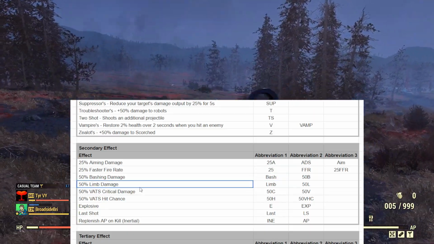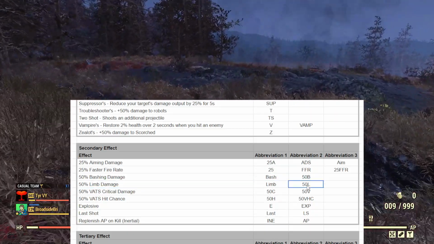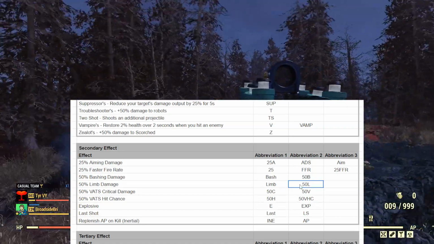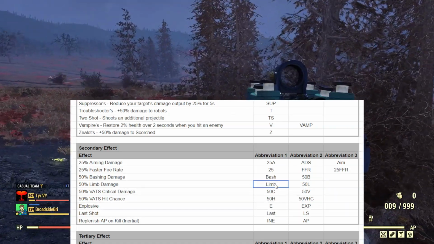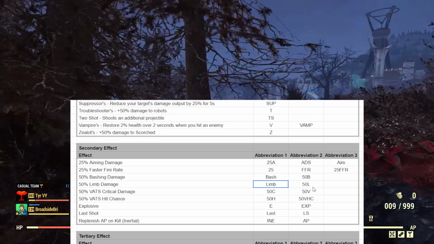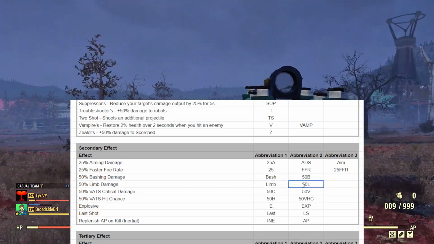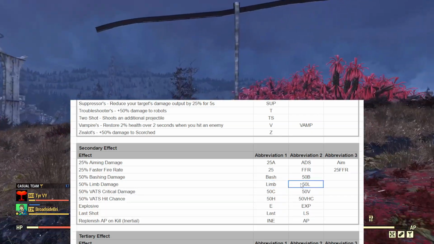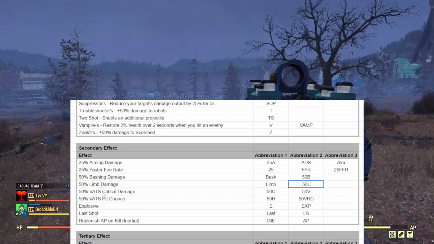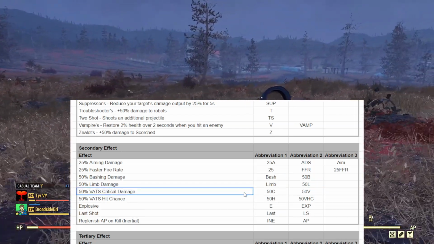Then we've got 50% more limb damage. You can just write out 50L or 50LD. That's also an option, 50LD. Or you could just write out the word limb. People will know what you mean for any 3 of those options, but 50L is probably the most common one I see out there. Then we have 50% VATS critical damage.